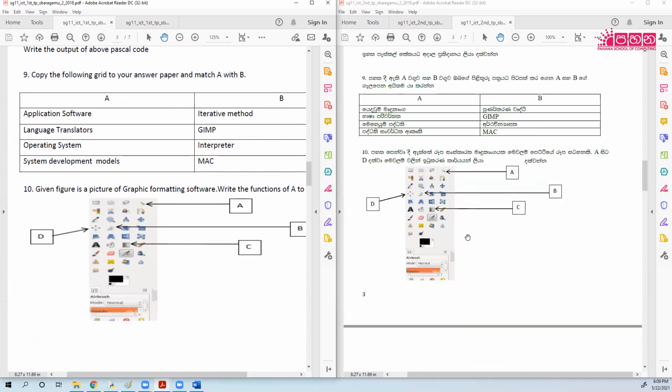Right, can you quickly match A to B? Application software, right? So the only software we can see here is GIMP, isn't it? That is GIMP. We have not done GIMP, so that might be the problem you might have.